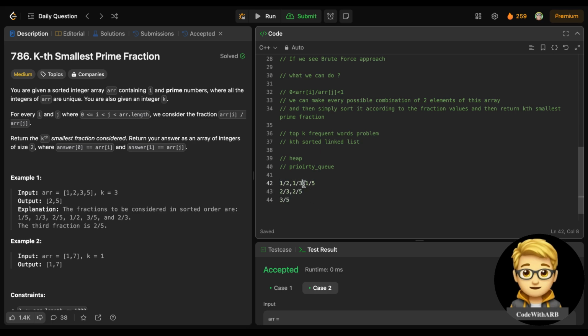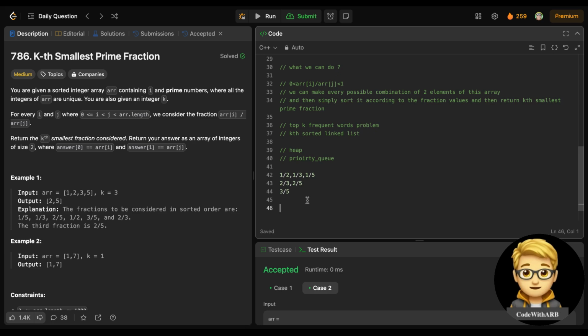So for 1 by 5, we are sure that 1 by 5 will be less than 2 by 5, which will be less than 3 by 5, right? But how will we compare 1 by 3 to 2 by 3, and 1 by 2 with 2 by 3? If the denominator is the same, we can compare the numerators. But if the numerator and denominator are not the same, then how will we compare both of the fractions?